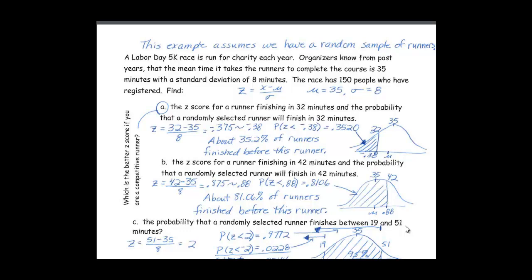Organizers know from past years that the mean time it takes runners to complete the course is about 35 minutes with a standard deviation of 8 minutes. The race this year has 150 people who have registered.